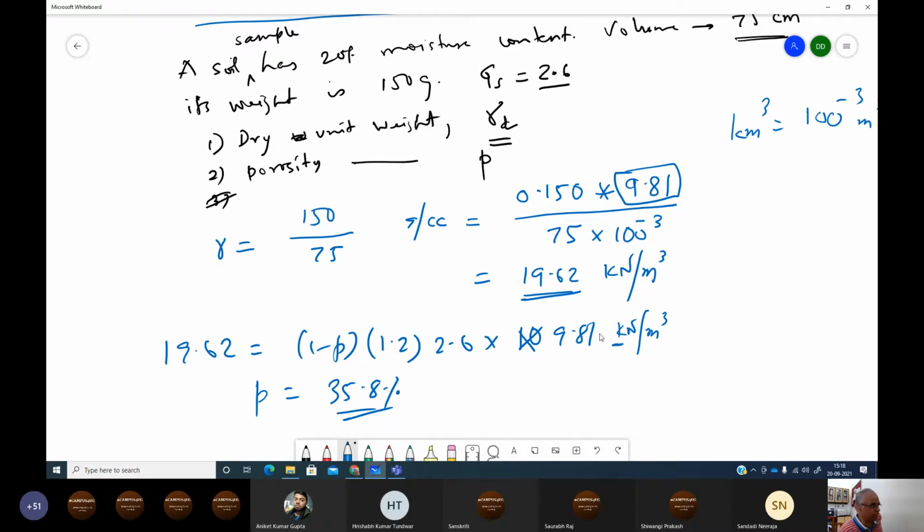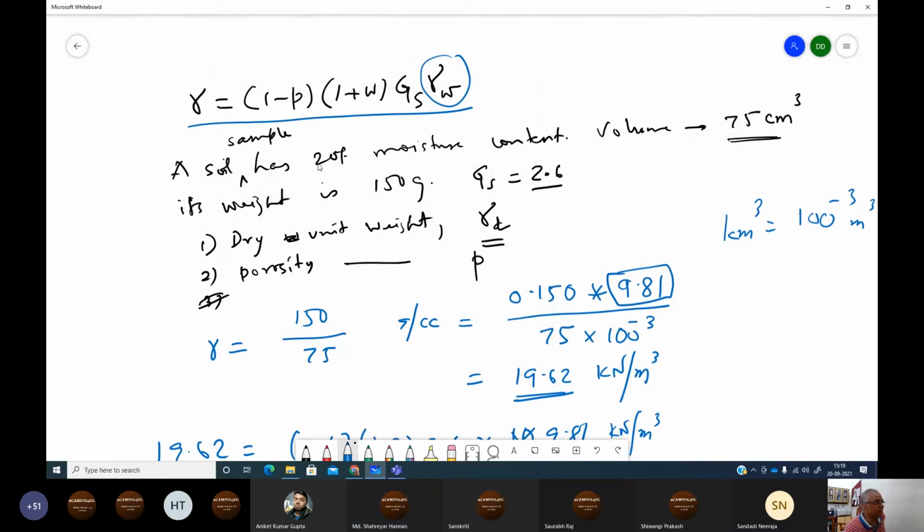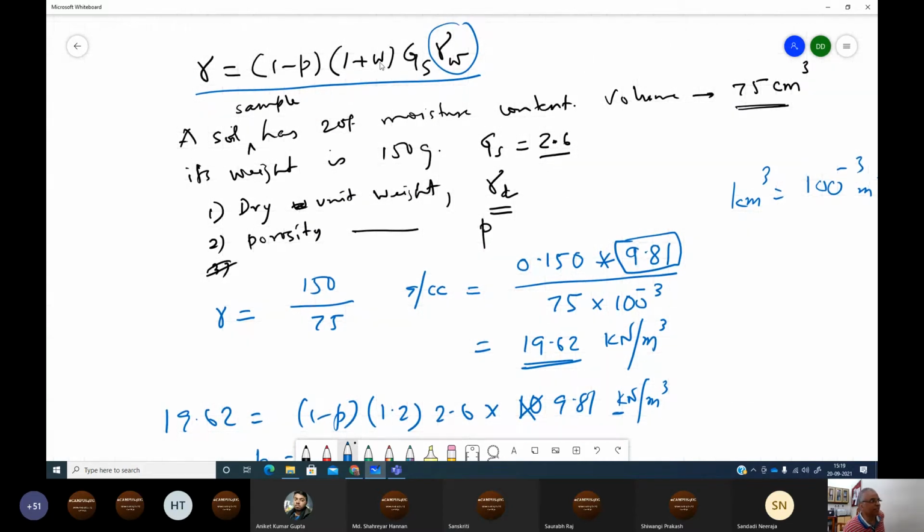Okay. Any question here? Okay. Now, how do you find the number 1? Sir, from where you have written 1.2? It is given. Okay. You see the formula? This W says 20%, so 0.2. See, 20% moisture content is given.